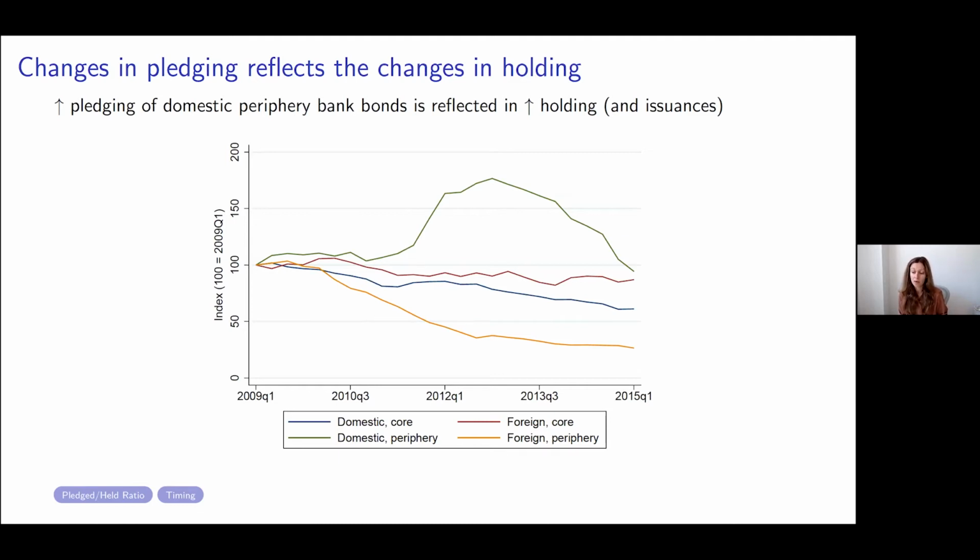The other thing is that in terms of magnitude and timing, this is also the case. 90% of bonds that are held by banks are being pledged with the ECB. And these bonds are for the first time parked at the ECB facilities approximately within the first 3 months after the issuance. So you can see that the holdings and the pledging largely move hand in hand.